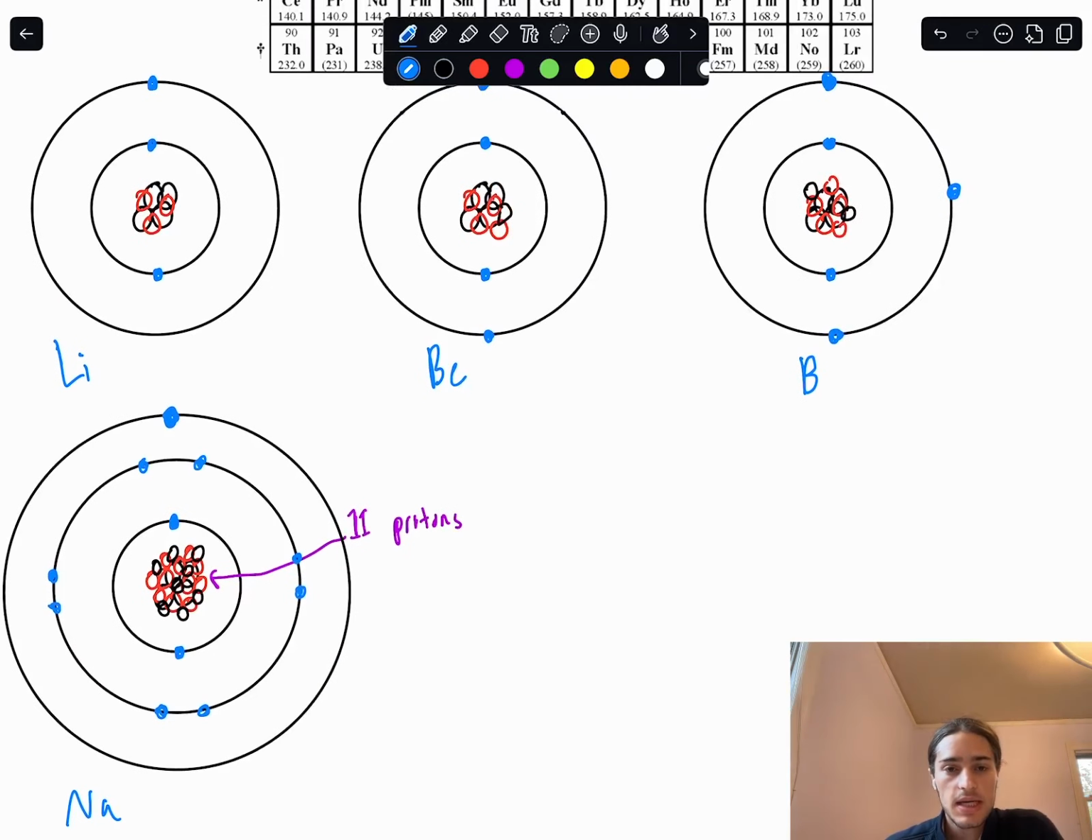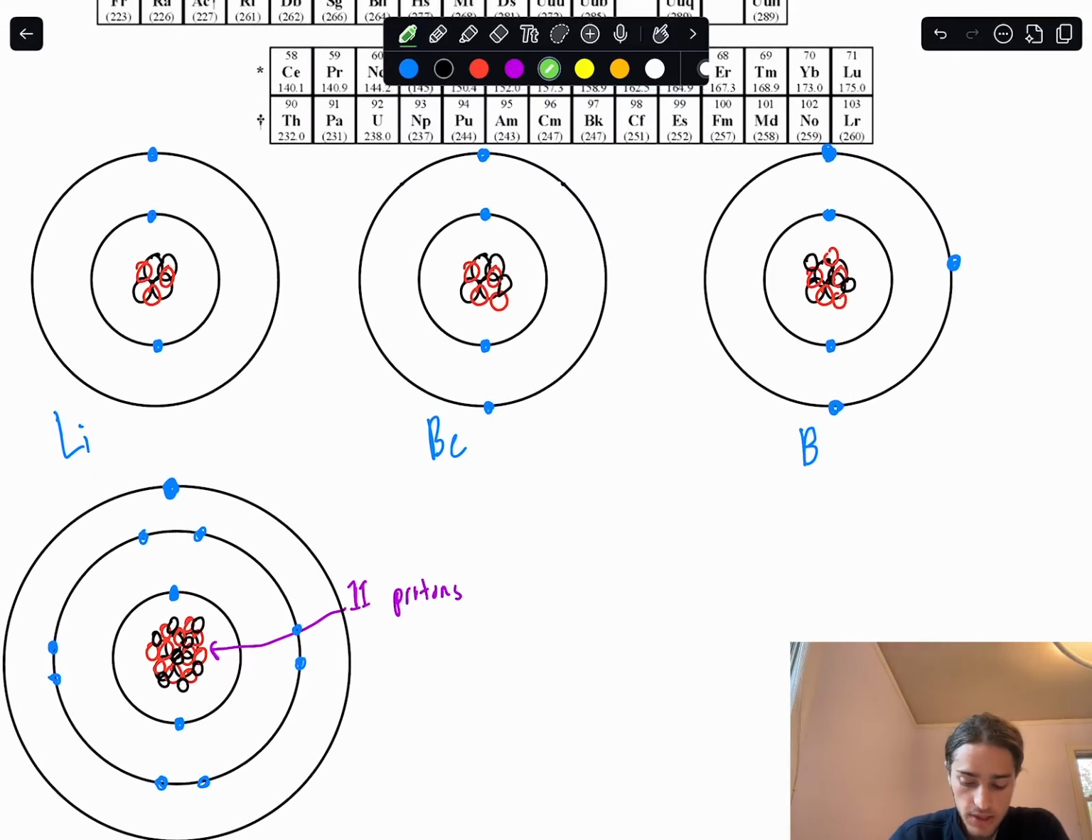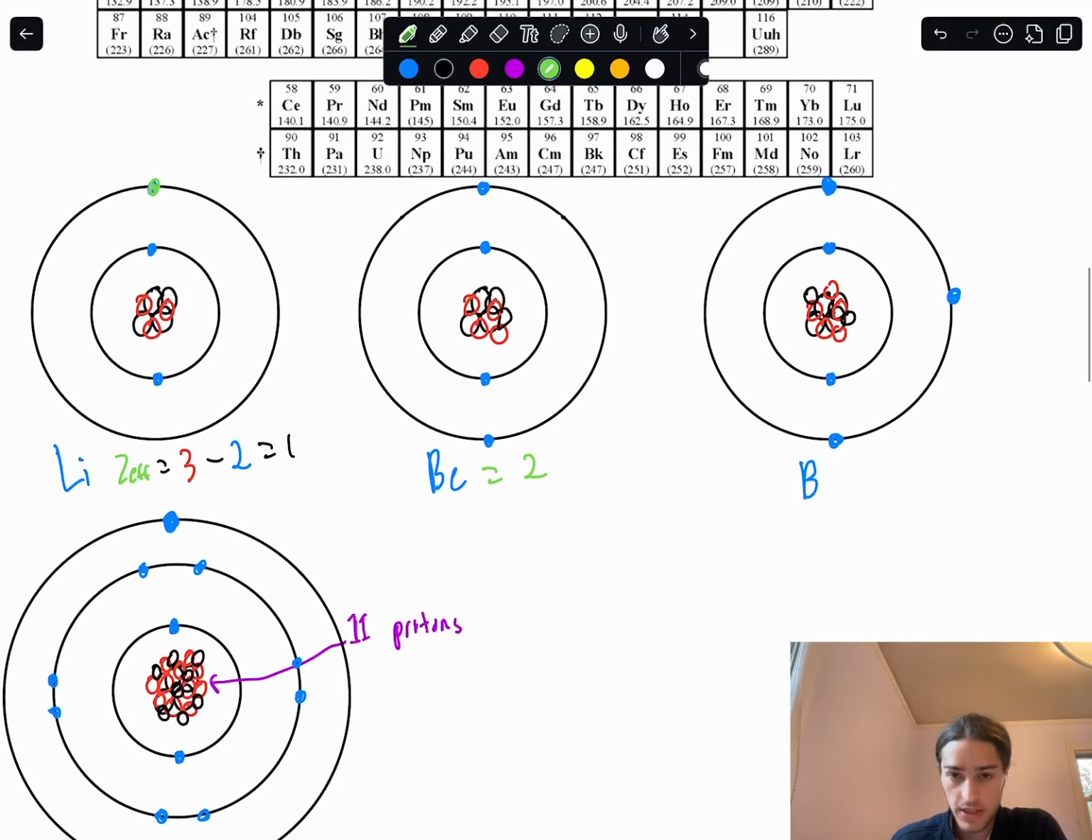Okay, so to calculate the effective nuclear charge, you would always do this from the valence electron's perspective. So the valence electron for lithium feels 3 protons, but has 2 inner shell electrons canceling. So it would be 3 minus 2, and it's going to equal 1. Beryllium we already did, and that was 2. And boron, following the same logic, is going to be 3.